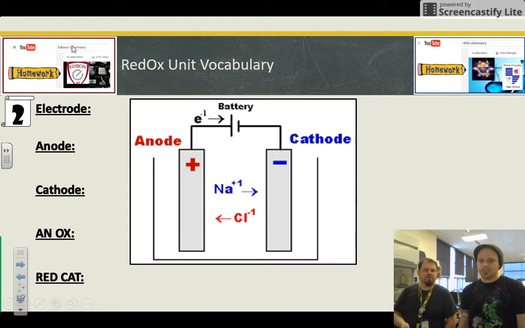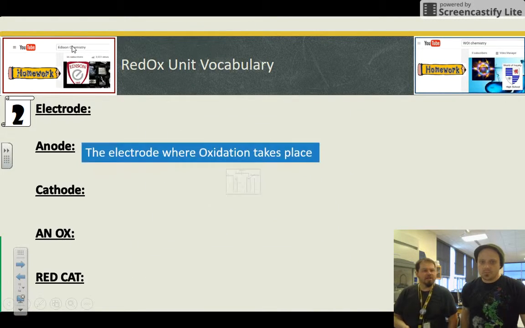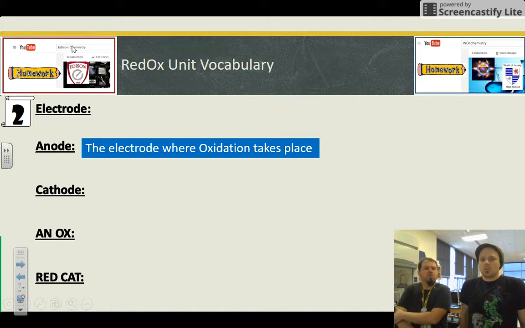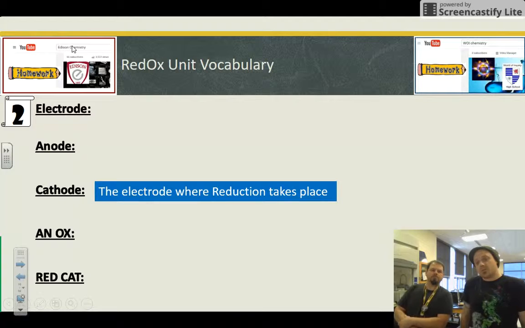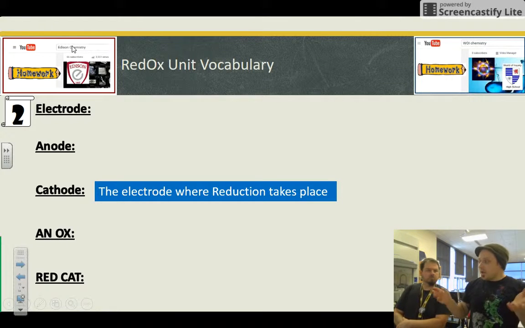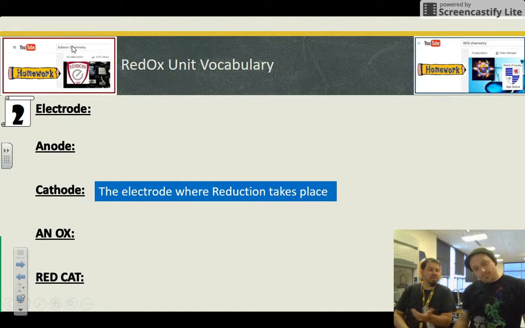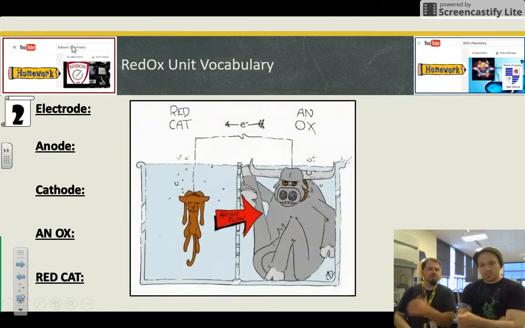Always. You see the description: the anode's positive, cathode's negative. So there you go. The electrode where the oxidation takes place is the anode, and the cathode is the electrode where the reduction takes place. And again, oxidation and reduction are mutual. They happen at the same time, so you can't have one without the other. And then we take advantage of that in the battery. And there's a way to remember oxidation and reduction at the anode and the cathode. I always learned this: red cat, angry ox.